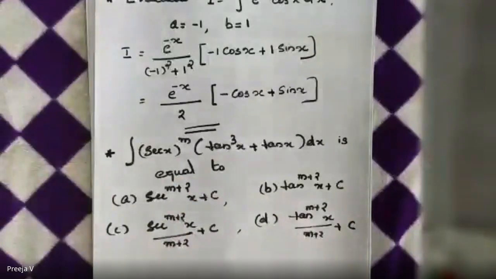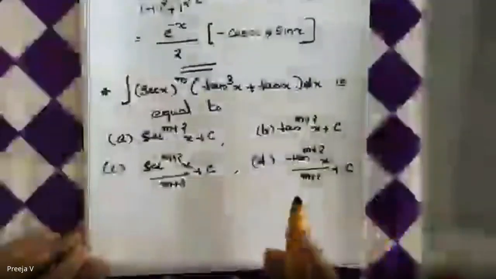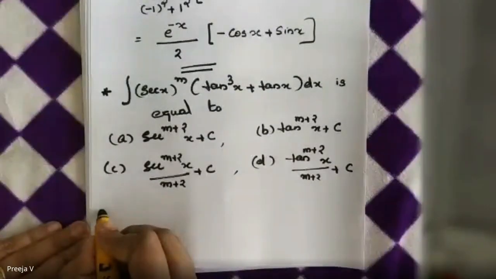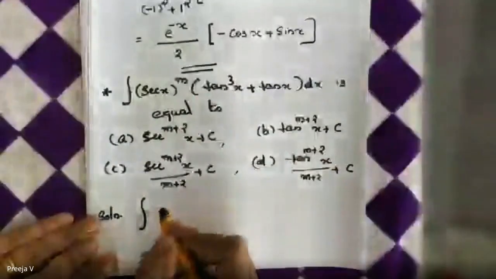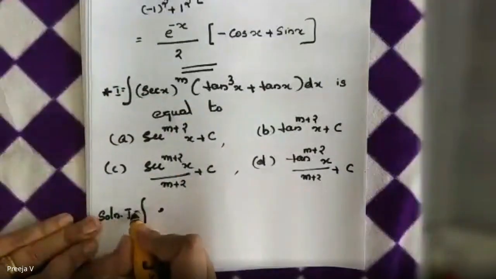How can we evaluate this? Integral sec x the whole raised to m into tan cube x plus tan x dx. Evaluate ചെയ്യാം. Any idea? ഞാൻ തന്നെ പറയാം അല്ലേ. അപ്പം ഞാൻ ഇന്റഗ്രൽ ഒന്ന് ചെറുതായിട്ടൊന്ന് മാറ്റി എഴുതുന്നുണ്ട്. ഇന്റഗ്രൽ ഇതിനെ ഞാൻ ചേഞ്ച് ചെയ്തിട്ട് വീണ്ടും ഇന്റഗ്രൽ റിപ്പീറ്റ് ചെയ്ത് എഴുതിയിട്ടാണ്.